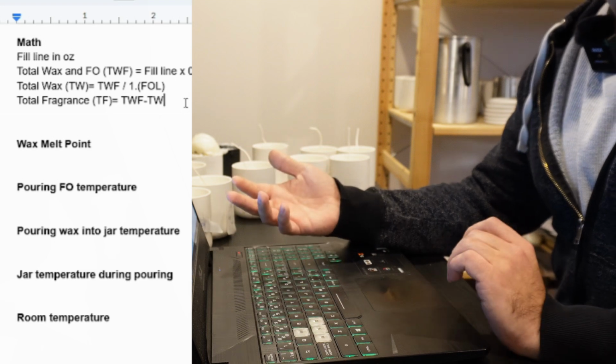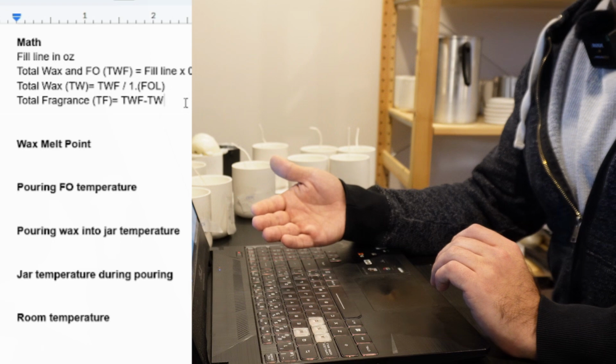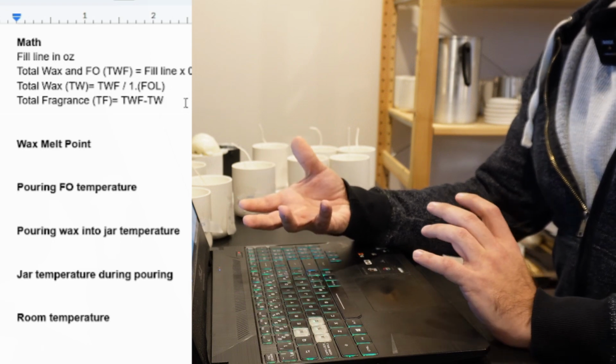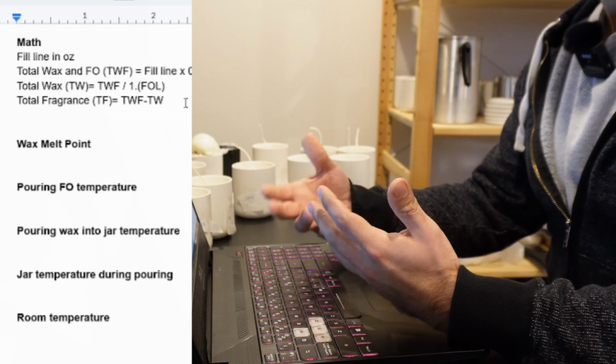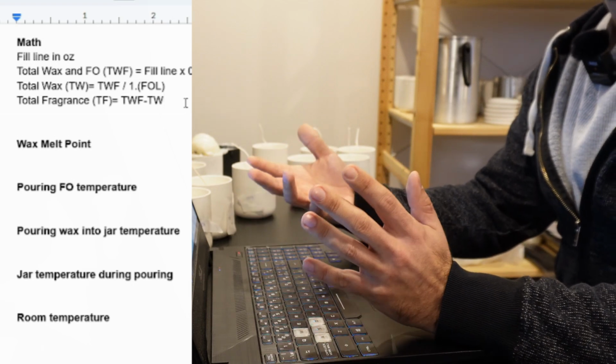I have a video already done on this, but it is important to make sure your math makes sense so you can tweak what needs to be tweaked or save what needs to be saved. Otherwise, how will you replicate your greatest candle ever?